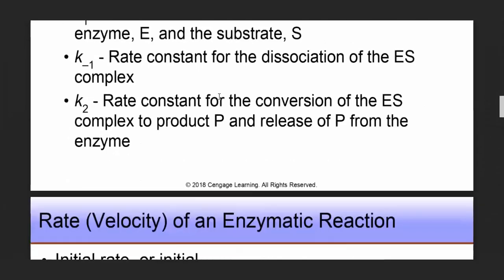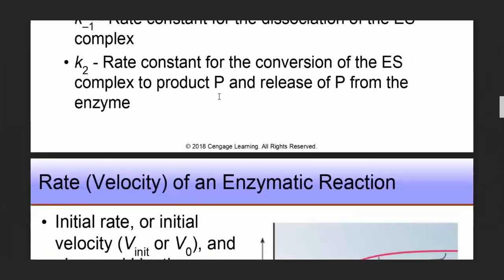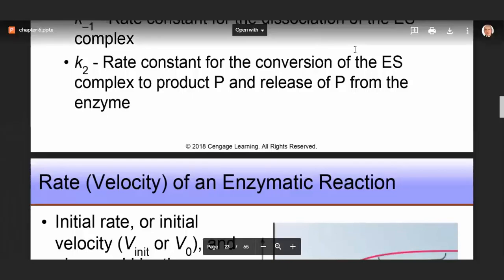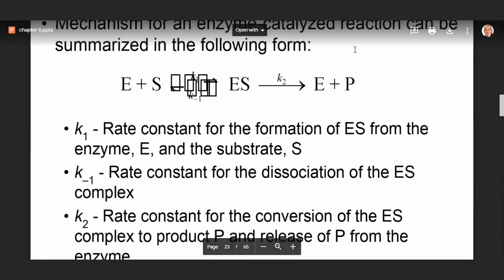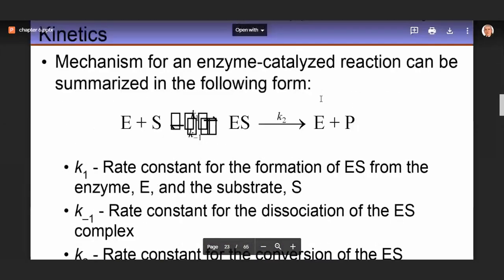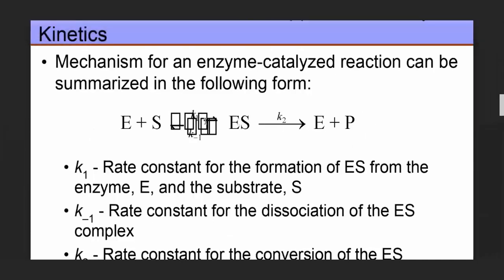Note here the assumption that the product is not converted to substrate to any appreciable extent. So in this Michaelis-Menten model, the product is not converted back to substrate to an appreciable extent.